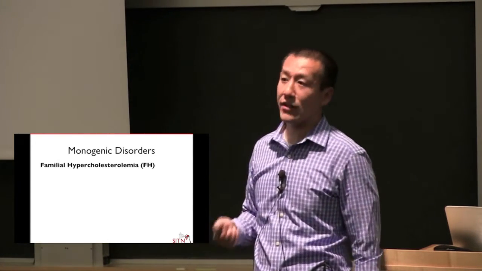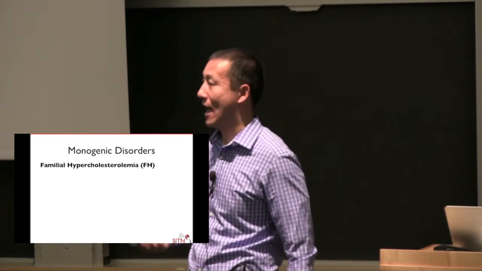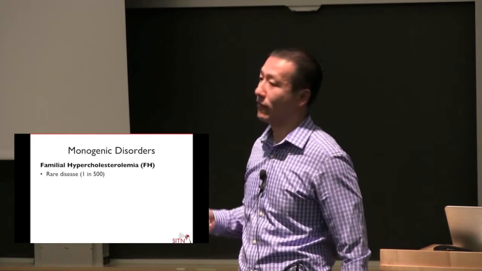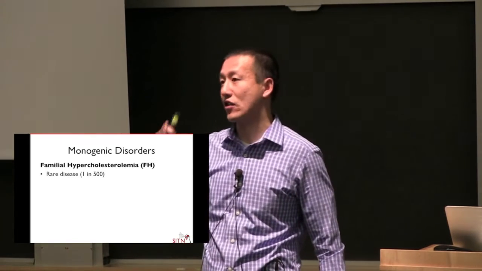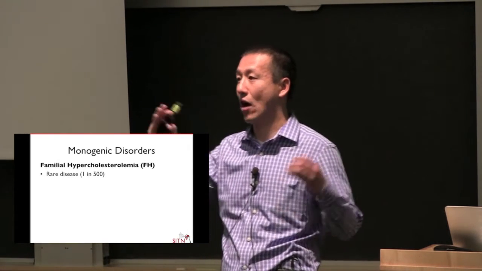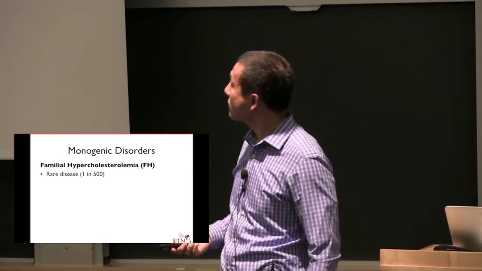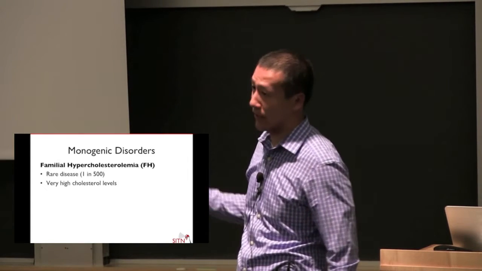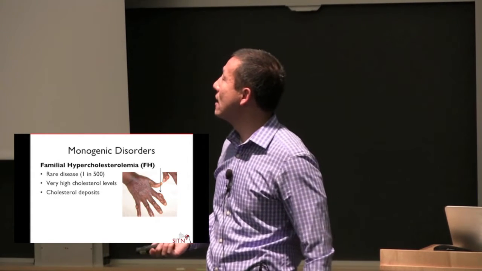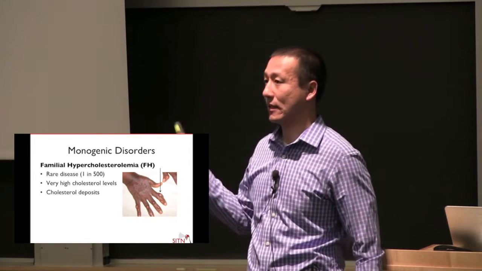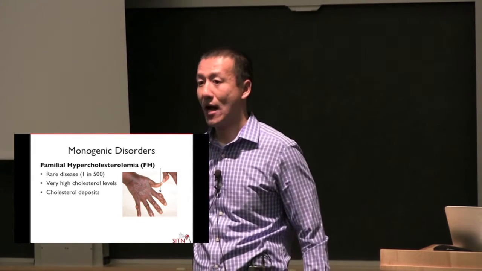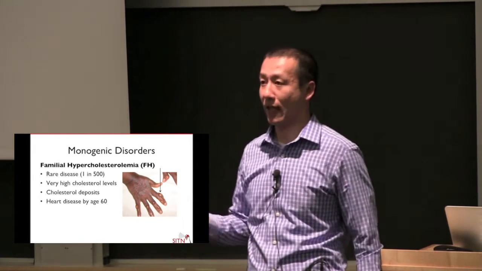And it's a rare disease. It's not that rare. About 1 in 500 people have this disease. And these people have very high cholesterol levels. Their cholesterol levels actually are off the distribution. It's so high, it's not even on the curve anymore. And it's so high it can actually get deposited in their skin, on their eyelids. And what is really important is that these individuals, because their LDL cholesterols are so high, get heart disease and get heart attacks by the age of 60.